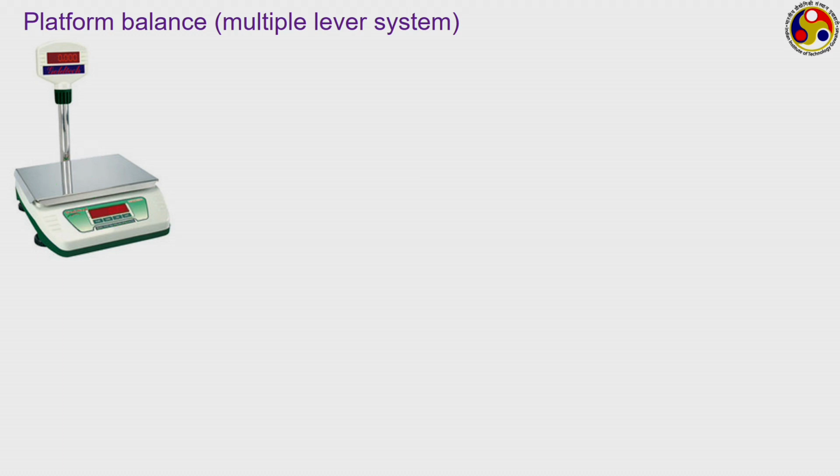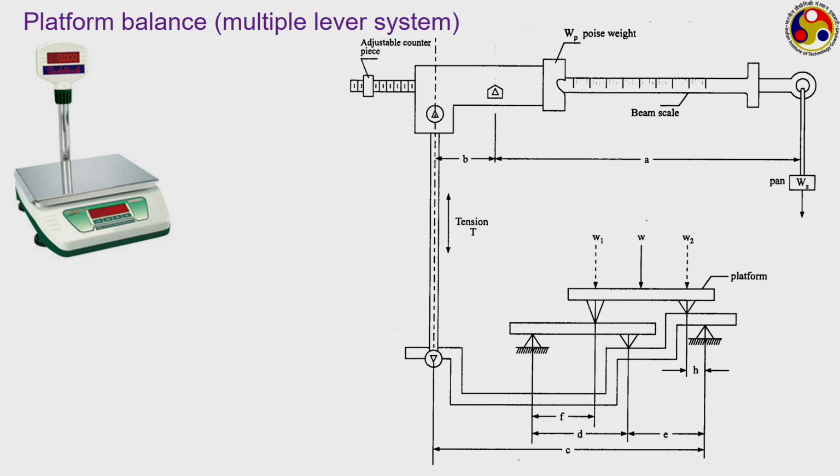So, if we get a schematic representation of this, generally we will get a situation like this, where this is the one that you have kept on the platform. This is the platform, and here you have kept this force W. W refers to the mass, or the force corresponding to the weight of the mass, which you have kept on top of the platform. Here on the instrument side, we generally use two different weights. One is the poise weight and the other is the pan weight: poise weight Wp and pan weight Ws.